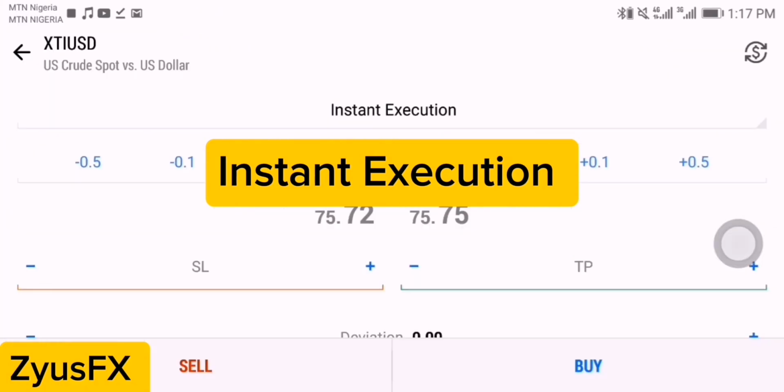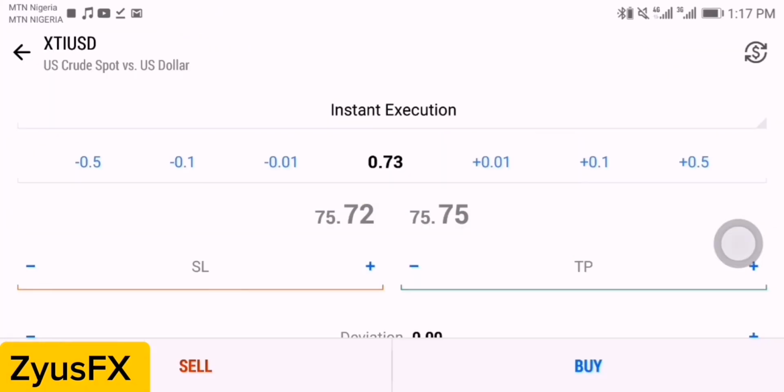The instant execution allows traders to enter a trade at the current market price. When you place a market order, the broker executes the trade immediately at the best available price. So you have absolute control over your trades and price or where you enter.